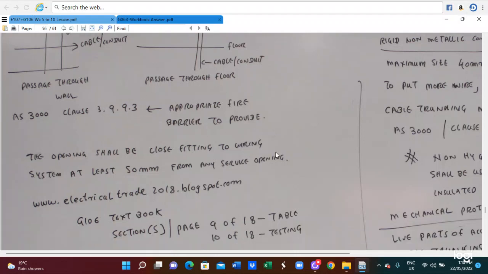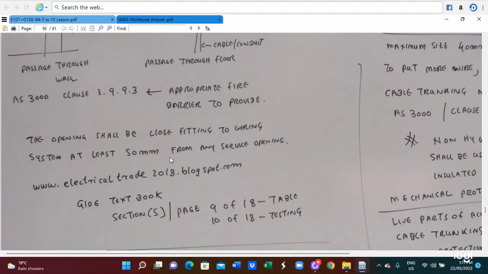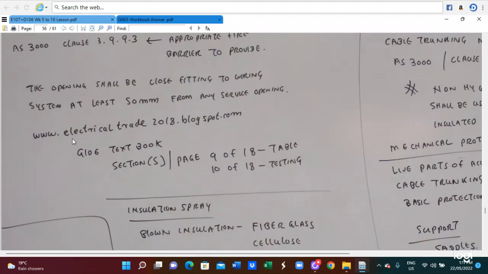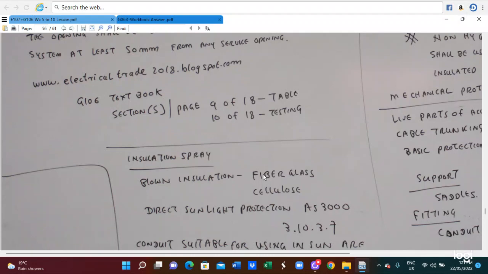Appropriate fire barrier needs to be provided. The openings should be close fitting to the wiring system, and it's 15mm from any service opening. In this case, this is the website, new.electrical.trade2018.blogspot.com. And we have to see the GUR 6 textbook, section 5, page 9 of the 18, is a table, and it's 10 of the 18 of the testing.